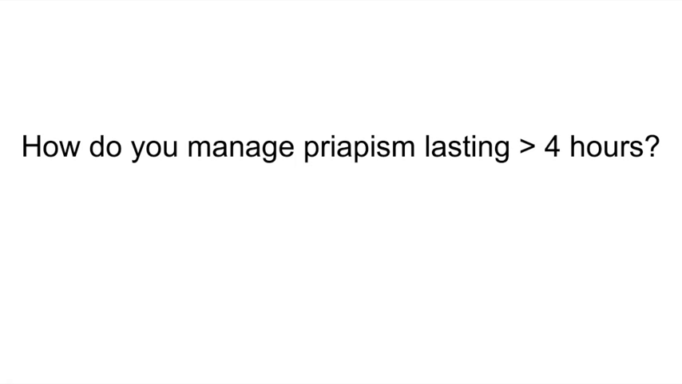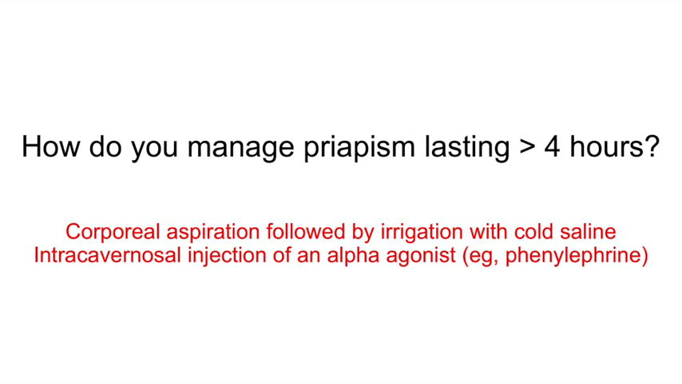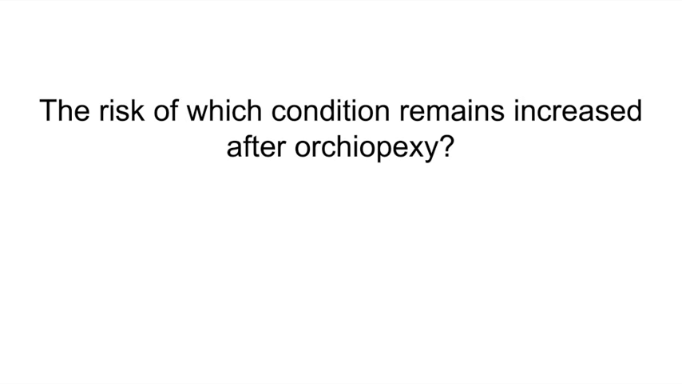Corporeal aspiration followed by irrigation with cold saline. And you can also give intracavernosal injections of an alpha agonist such as phenylephrine. Another high-yield concept is that you can diagnose ischemic priapism by confirming it with a blood gas analysis of a corporeal aspirate. The risk of which condition remains increased after orchiopexy?